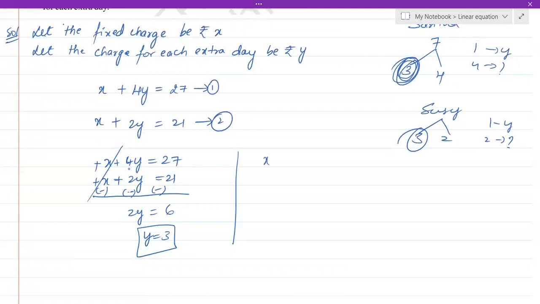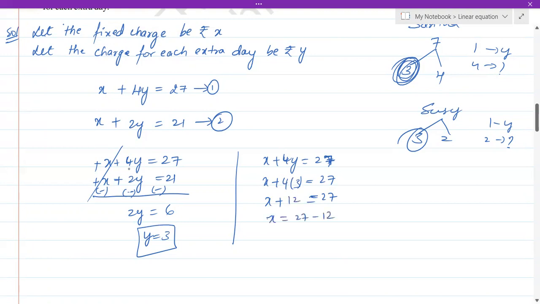Now let's find the value of X. X plus 4Y is equal to 27. So X plus 4, Y is 3, equal to 27. Therefore, 4 3s is 12. So X is equal to 27 minus 12, which implies X is 15.